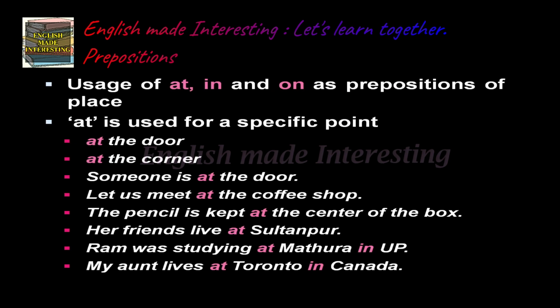Usage of at, in, and on as prepositions of place. Now we'll see how it is being used. At is used for a specific point. Example: at the door, at the corner. When you say someone is at the door, you use it as a preposition of place. Let us meet at the coffee shop.